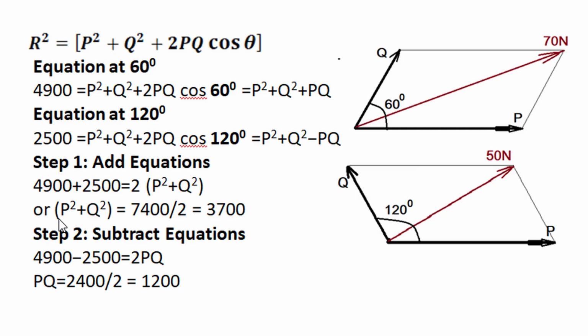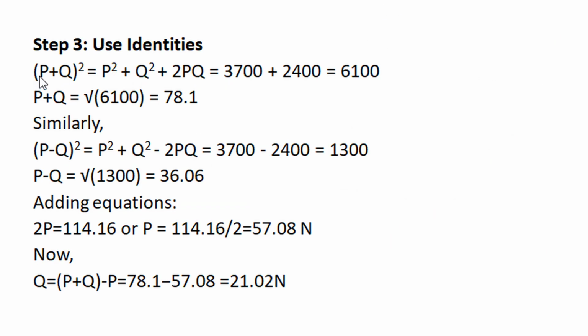And now we will use these two identities, P square plus Q square as 3700 and the product PQ as 1200, to find P plus Q and P minus Q. We use one identity, that P plus Q whole square is P square plus Q square plus 2PQ, and we know the sum of P square plus Q square is 3700 and PQ is 1200. When it is multiplied by 2 it becomes 2400. So P plus Q whole square is the sum of 3700 and 2400, which is 6100, and when we take the square root, the sum of the two forces' magnitudes, P plus Q, comes to 78.1 Newton.